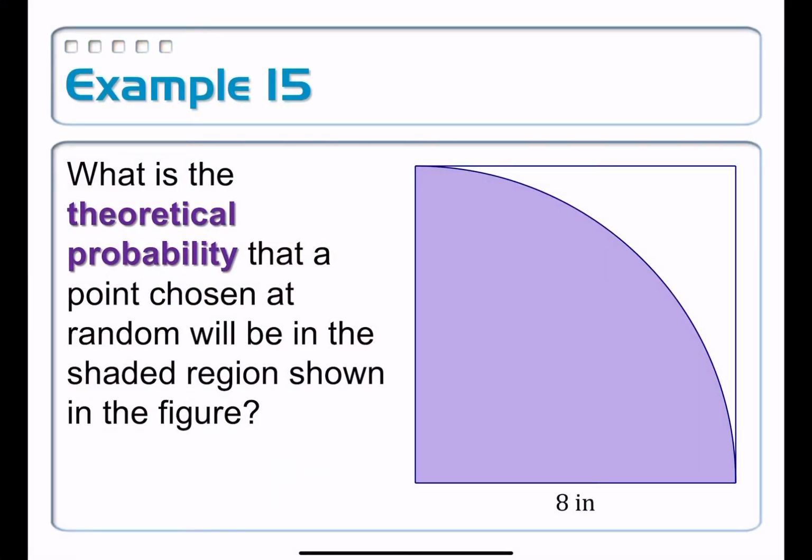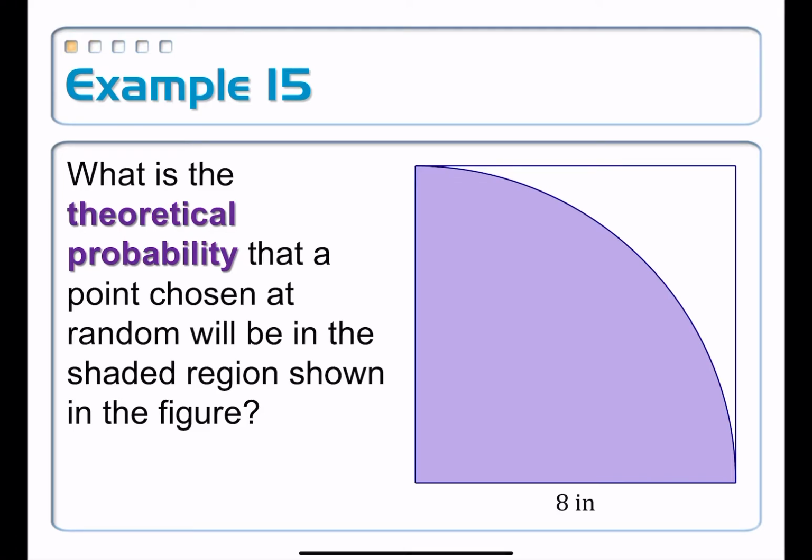What is the theoretical probability that a point chosen at random will be in the shaded region shown in the figure? Taking a look at our figure, we've got a square with a side length of 8 inches, and inside the square we have what looks to be a quarter circle with a very tasteful shade of, I don't know, maybe lilac or something. It's very nice.